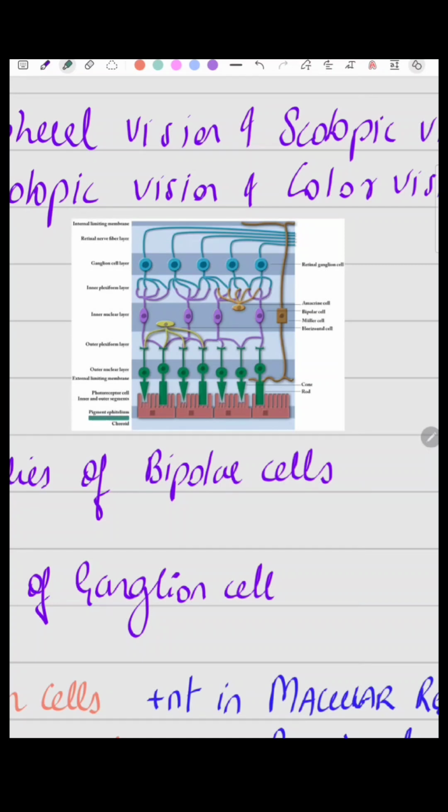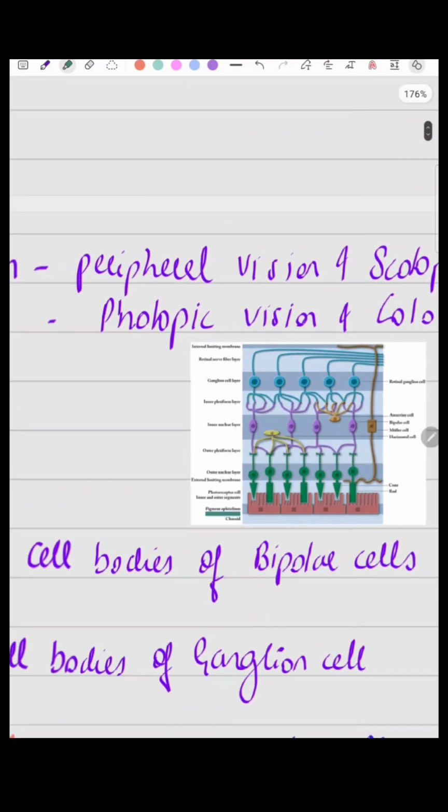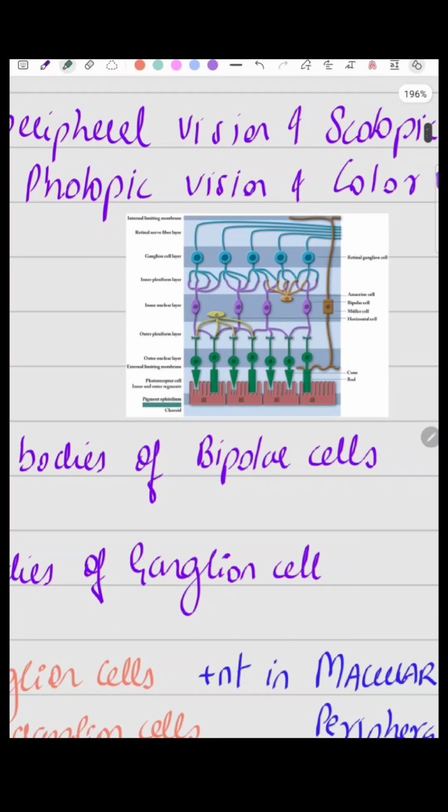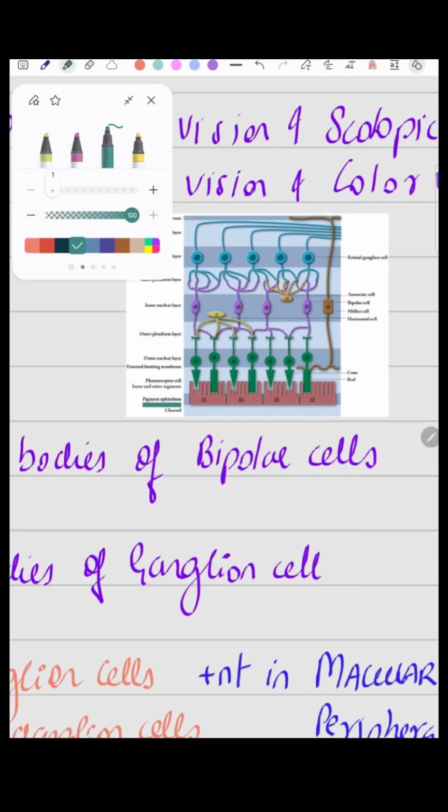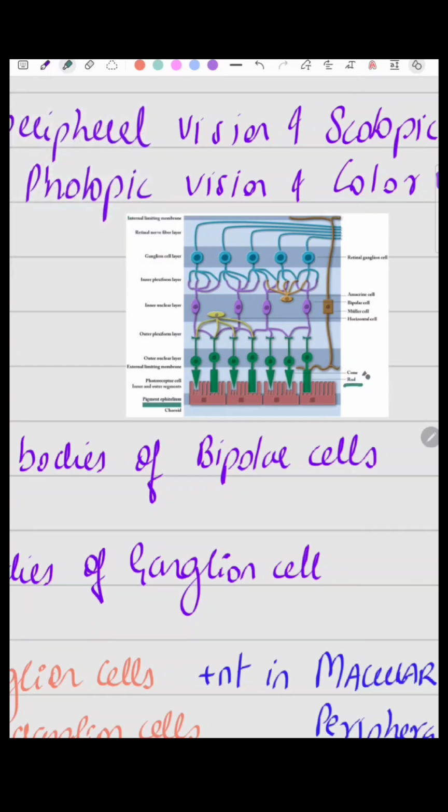It is firmly adherent to the underlying basal lamina, that is, Bruch's membrane of the choroid. Then there comes the layer of rods and cones. Now there are about 120 million rods and 6.5 million cones.